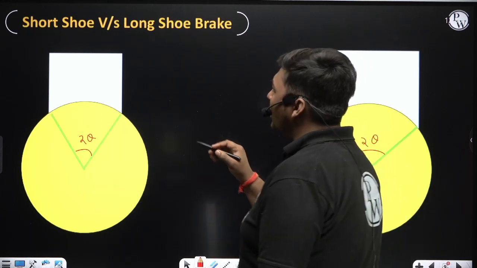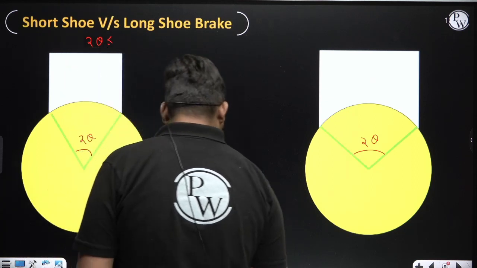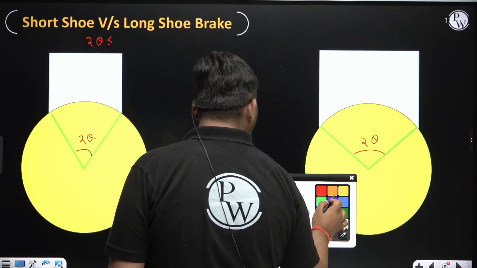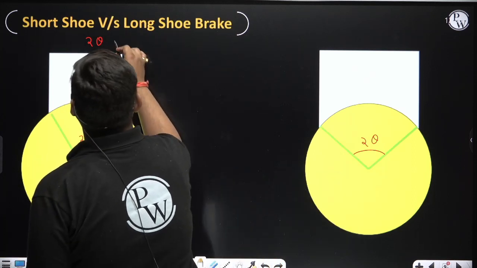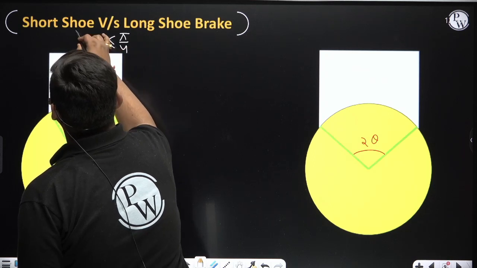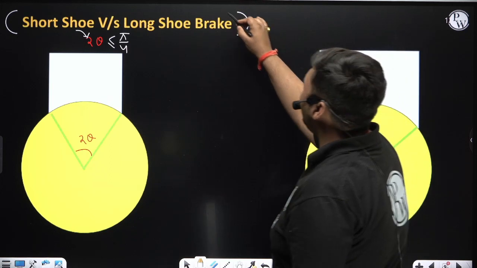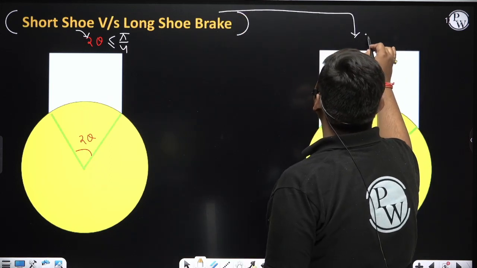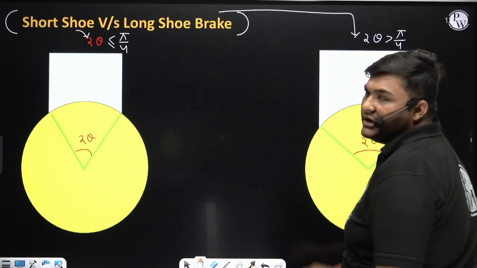If the angle of contact, that is 2 theta, is less than pi by 4. Here I am denoting the angle in radians. If the angle of contact or block angle is less than or equal to pi by 4, then that brake will be known as short shoe brake. If the angle of contact or block angle, that is 2 theta, is more than pi by 4, then that brake is known as long shoe brake.